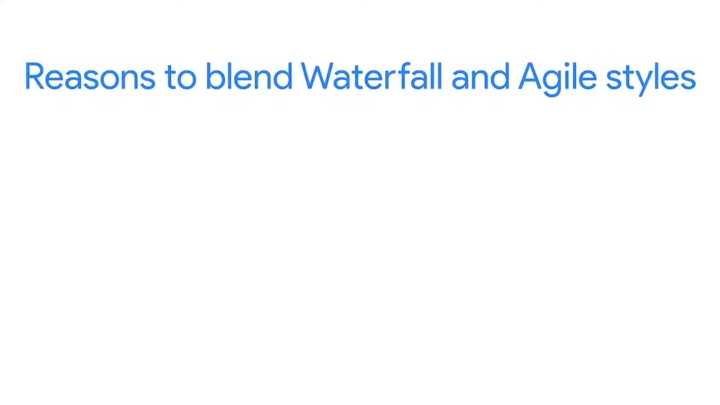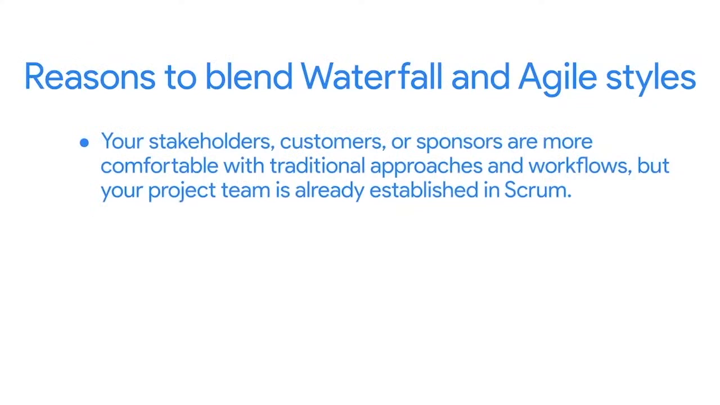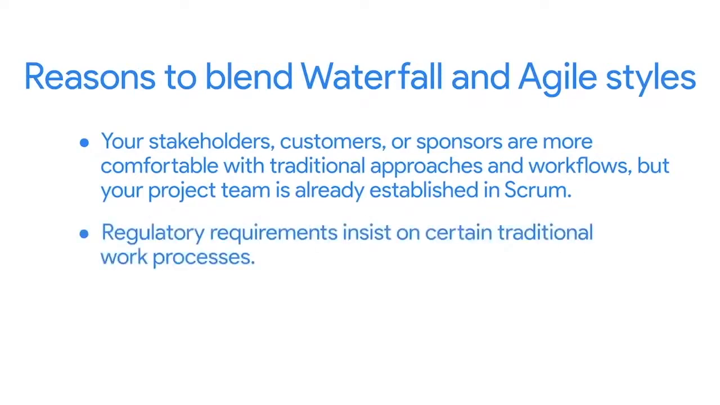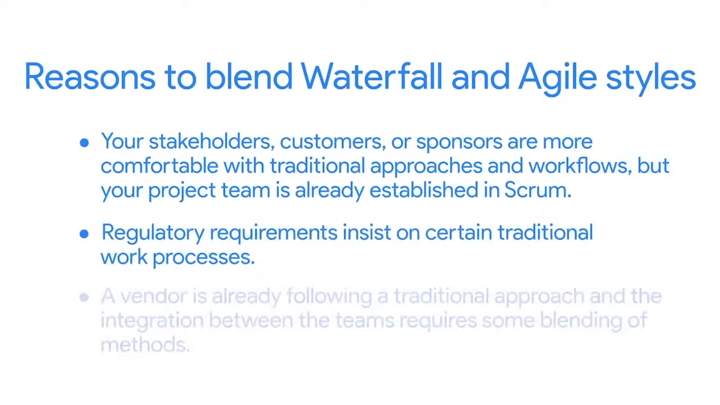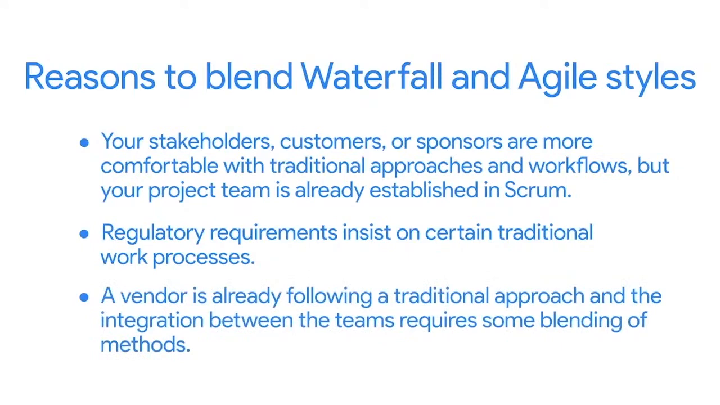Here are some reasons you might want to blend Agile and Waterfall styles. Your stakeholders, customers, or sponsors are more comfortable with traditional approaches and using workflows, or delivering traditional work products is easier for them to understand and follow. But your project team is already established in Scrum and they wish to continue. Maybe there are regulatory requirements that insist on certain traditional work processes, such as large requirement documents for certifications. Or it could be that one of the vendors involved in a large project is already following a traditional approach, and the integration between the teams requires some blending of methods.